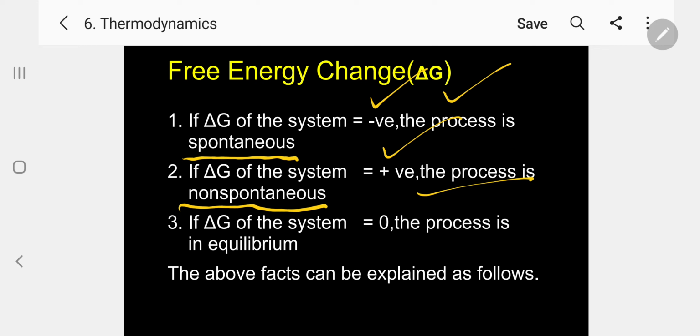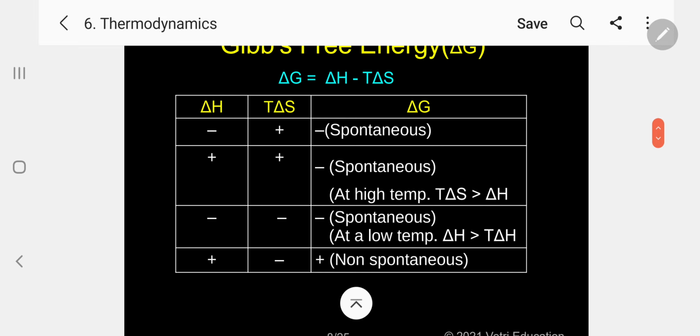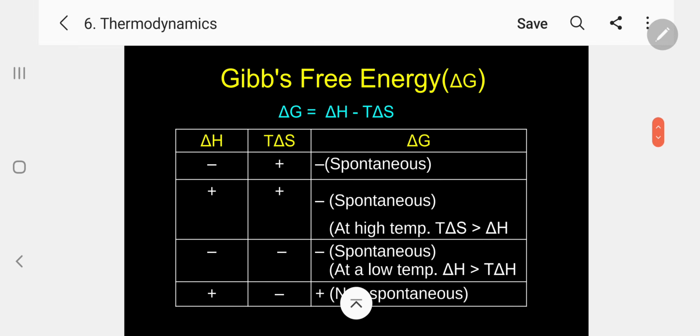Non-spontaneous is just the opposite. If delta G equals 0, the process is in equilibrium. The above fact can be explained as follows. This is the trick, please follow. Whenever any question is asked, this equation has to come to your mind: delta G equals delta H minus T delta S.